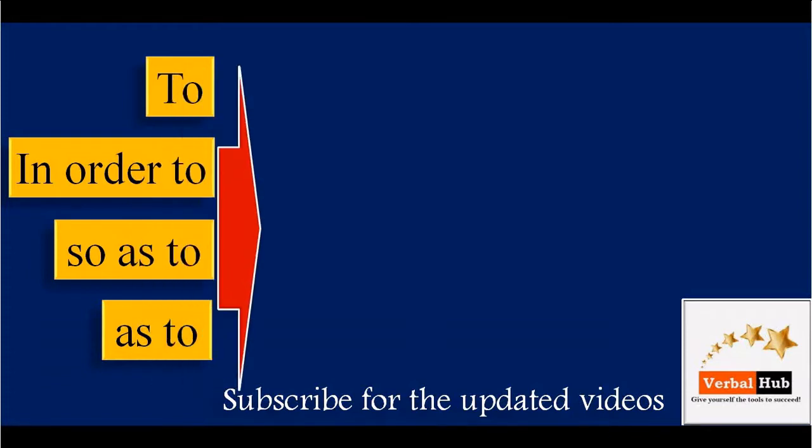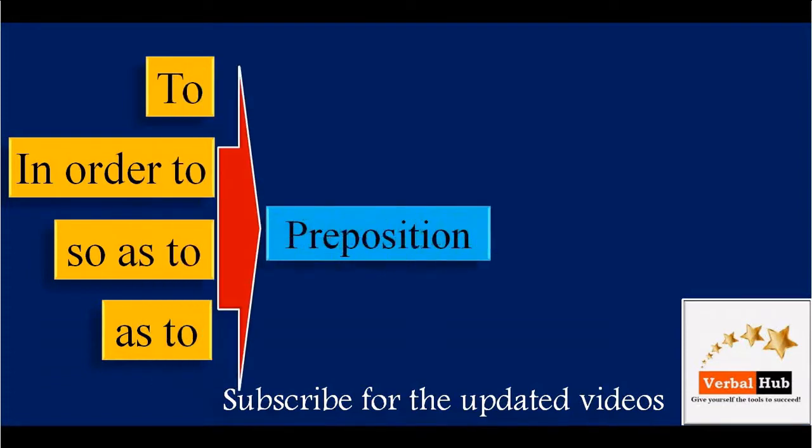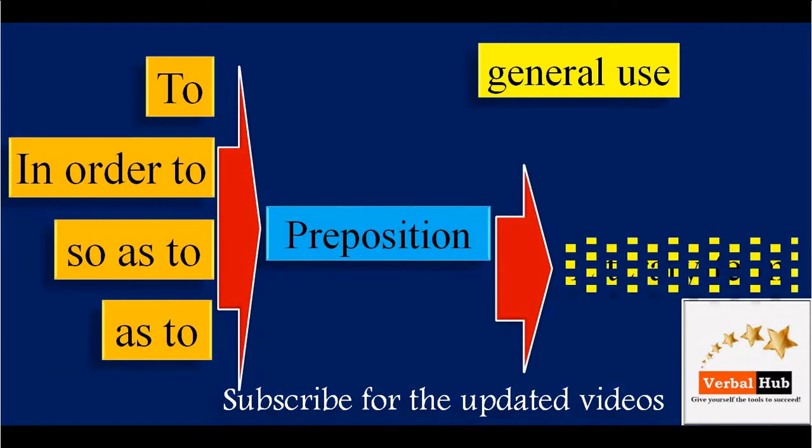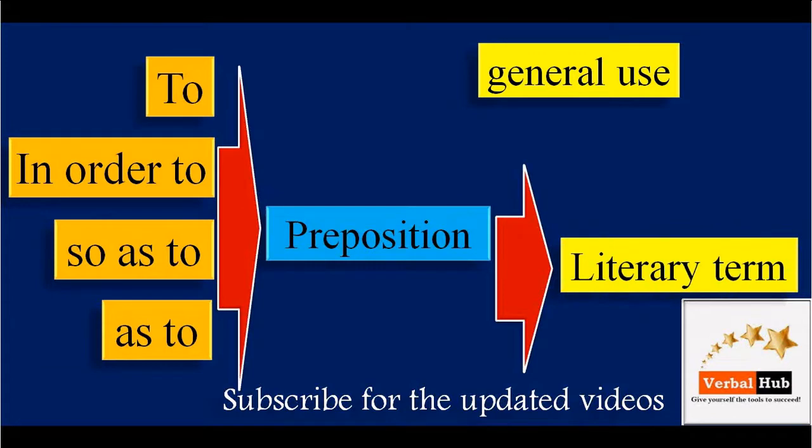Remember, all are used as a preposition, but to is used in general sense. On the other hand, in order to, so as to, and as to are used in literary sense.